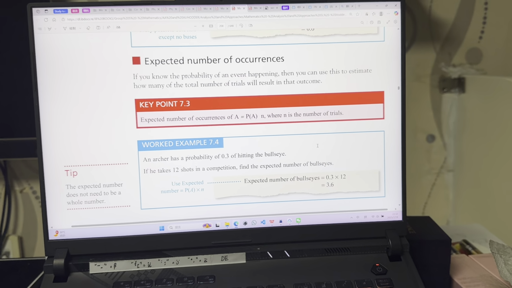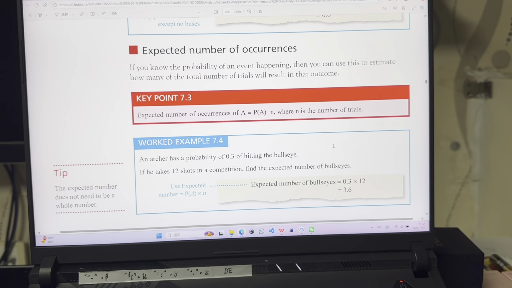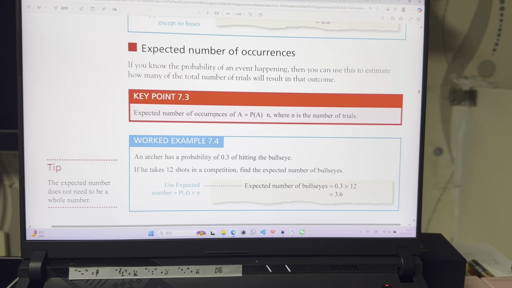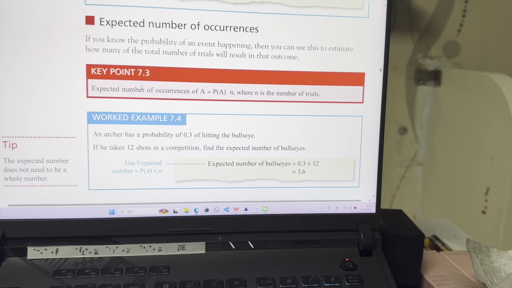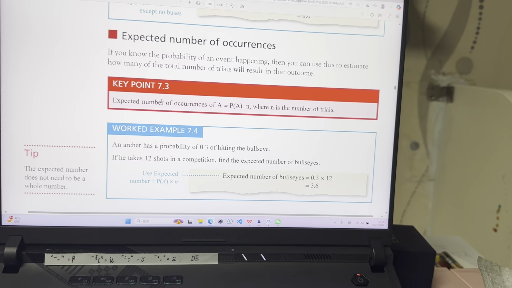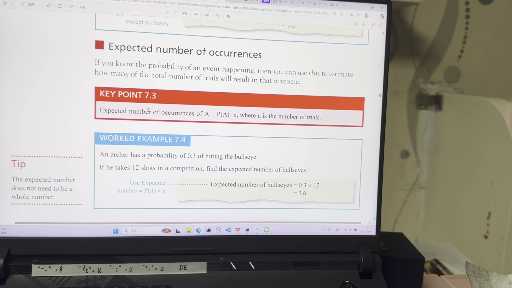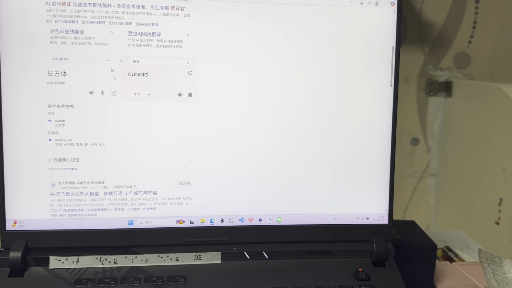So, expected number of occurrences. Oh my god. This thing is just used for... oh my god, I'm not sure of the word.